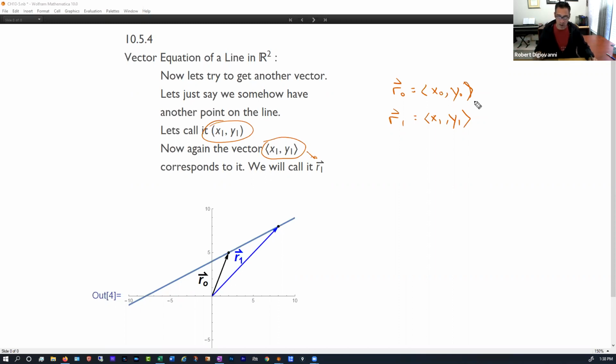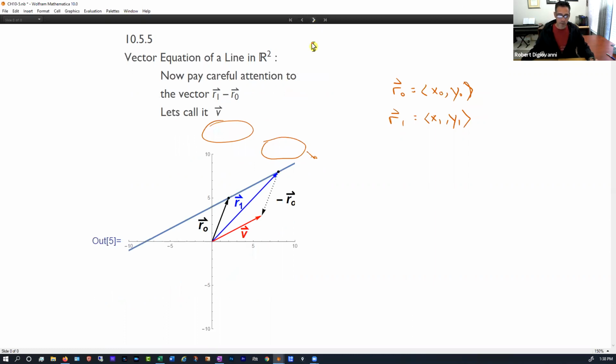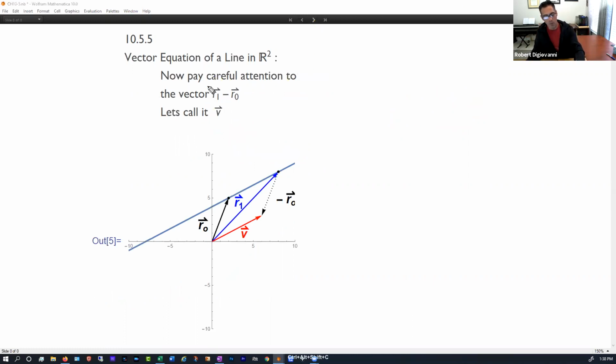Now here's how it's done. So consider the following. What is R1 minus R naught? Now that's that preliminary concept that we just talked about, right? R1 minus R naught should be the vector.